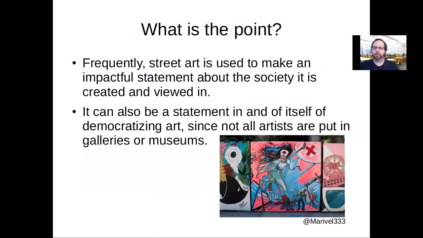What is the point? Why would someone do street art? Frequently, street art is used to make an impactful statement about the society it is both created and viewed in. It can also be a statement in and of itself in democratizing art, since not all artists are put in galleries or museums, and not all people who want to see art can afford to or get to galleries or museums.